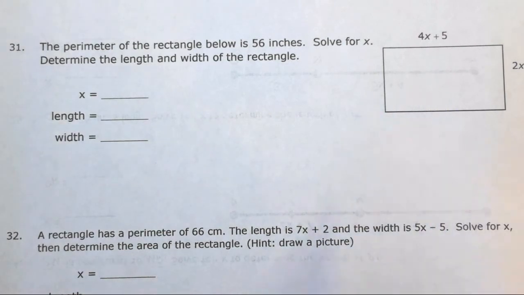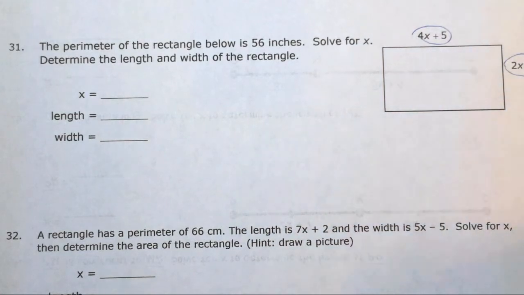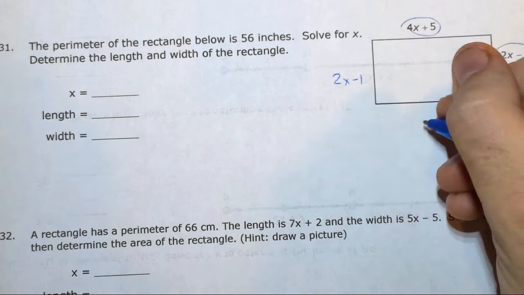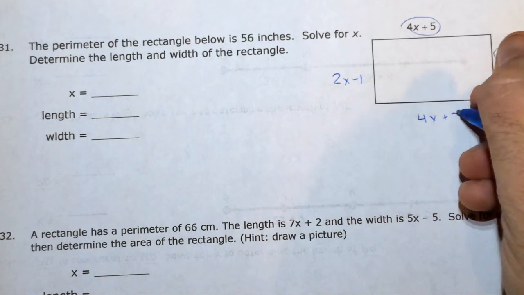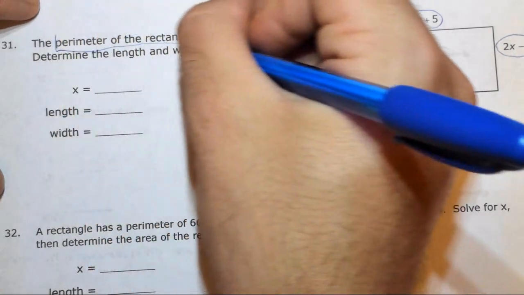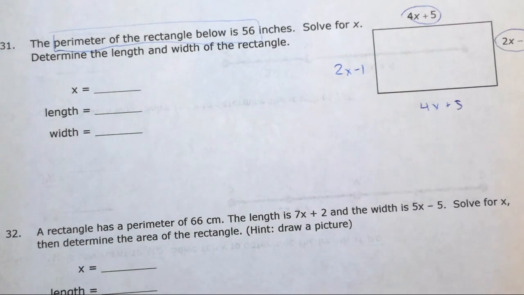What kind of shape is this? This shape is a rectangle. Good. How many sides does a rectangle have? 4. I ain't never seen a rectangle with 2 sides. So, label your other sides. This is 2x minus 1, 4x plus 5. Now, if I'm finding perimeter, the perimeter is given. Again, perimeter, I add up all the sides.